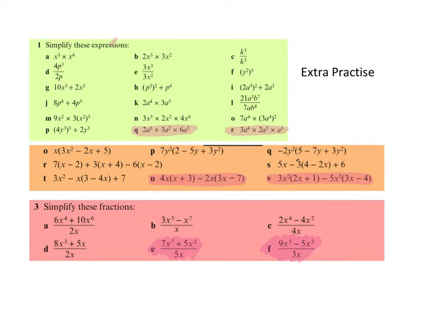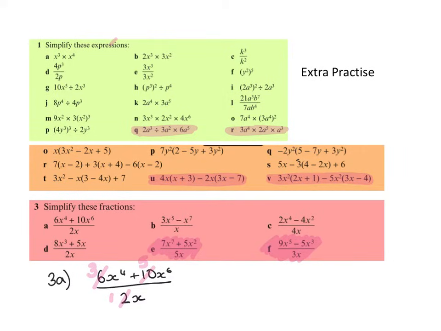So if we have a look at 3A. We have 6x to the power of 4 plus 10x to the power of 6 over 2x. Well, the highest common factor of all of these is, in fact, 2x. They're all in the 2 times tables, and each term has at least one power of x. So you can either cancel them like this. If we divide everything by 2, this becomes a 3. This becomes a 5. This becomes a 1, because 2 is the highest common factor.